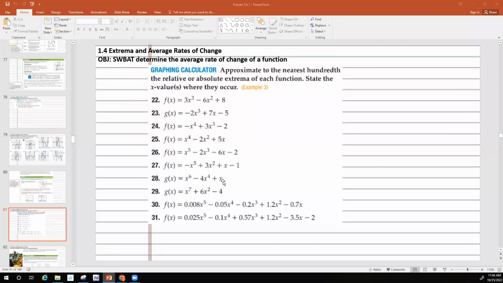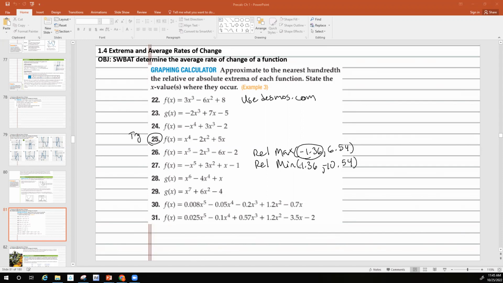Going back, let's put these back. There you go. Use desmos.com. All right, so the relative maximum is at negative 1.36, comma 6.54. The relative minimum is at 1.36, comma negative 10.54.